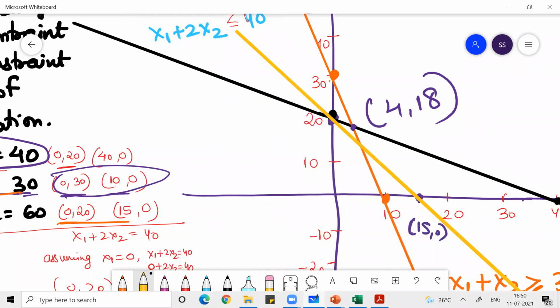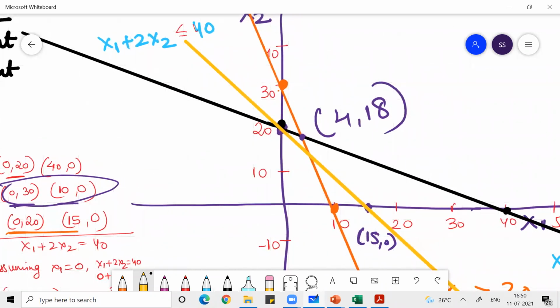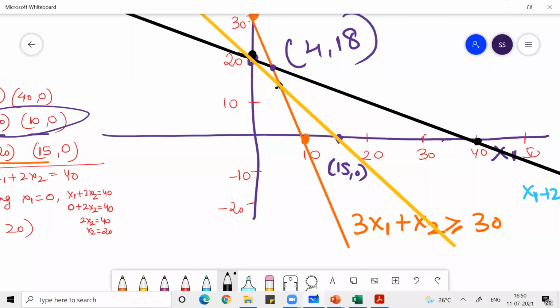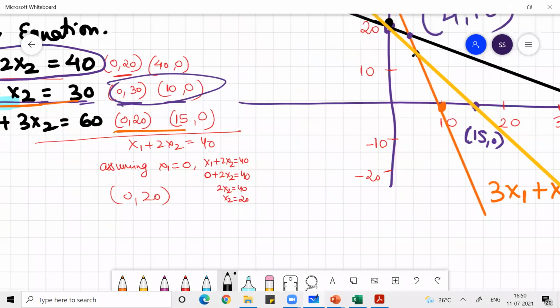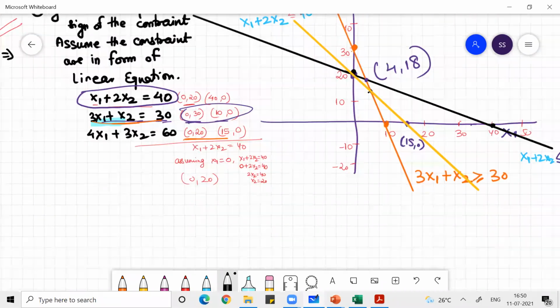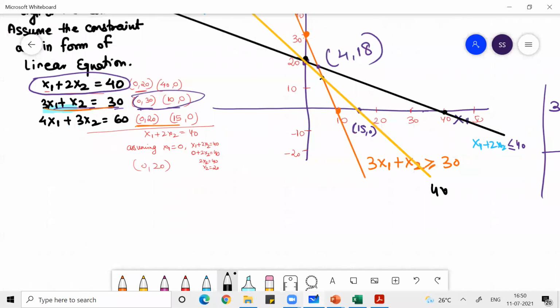Once you've drawn the third line, look very carefully at this point. How will you find the coordinate of this point? It is the intersection between the second line and the third line, 4x1 plus 3x2 is equal to 60. This third line has which inequality? Greater than or equal to 60.